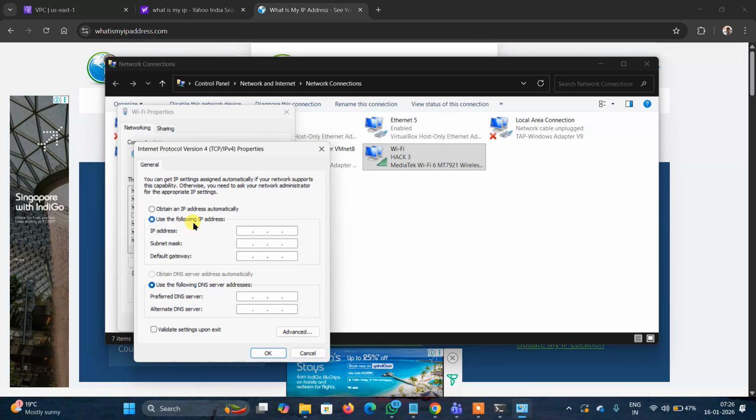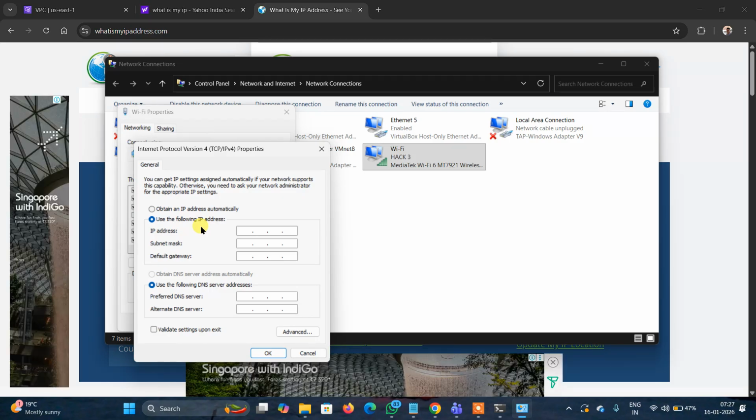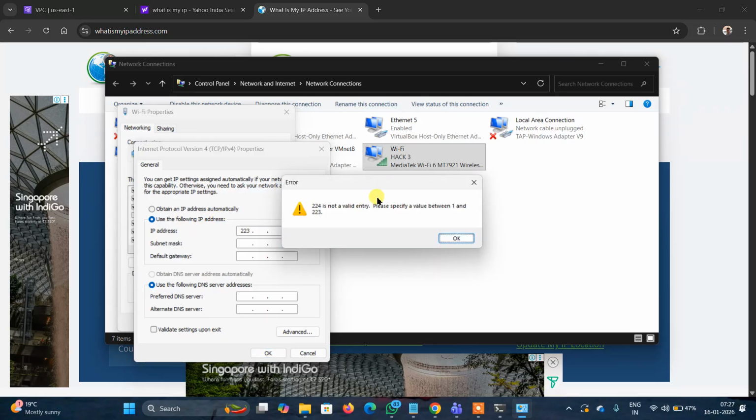So the IP address which we assign manually is known as the static IP address. If your IP address is obtained from the router or any machine, then it is known as the dynamic IP address. Here, when you try to assign the IP address 224, what happens?